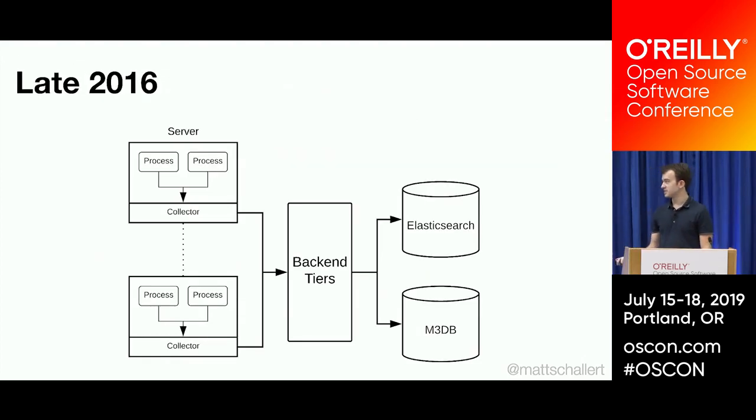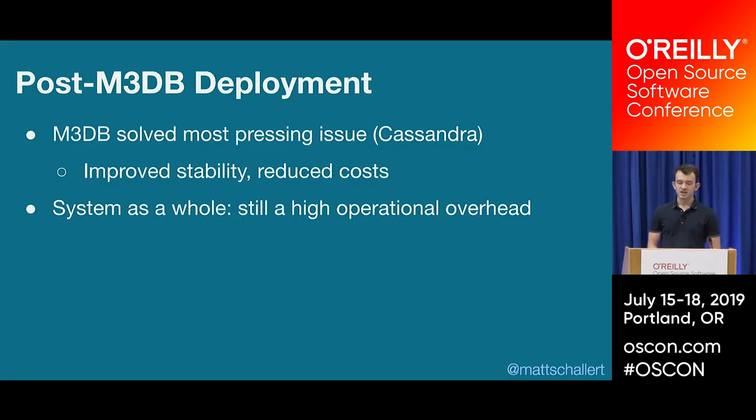So by 2016, here's what Uber's metric stack looked like. Pretty much these many Cassandra clusters were replaced with fewer but larger M3DB clusters. And deploying M3DB was a huge step for us. We were able to solve our most pressing operational issue by replacing our usage of Cassandra. We were able to make the system more reliable and faster for our users, which is always our top priority, all while reducing costs.